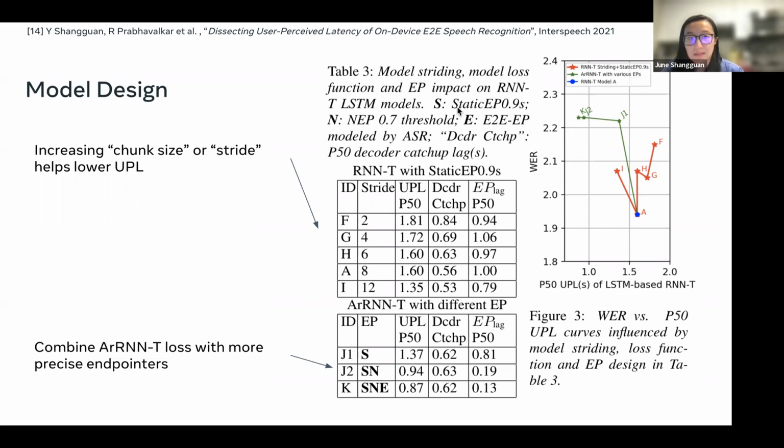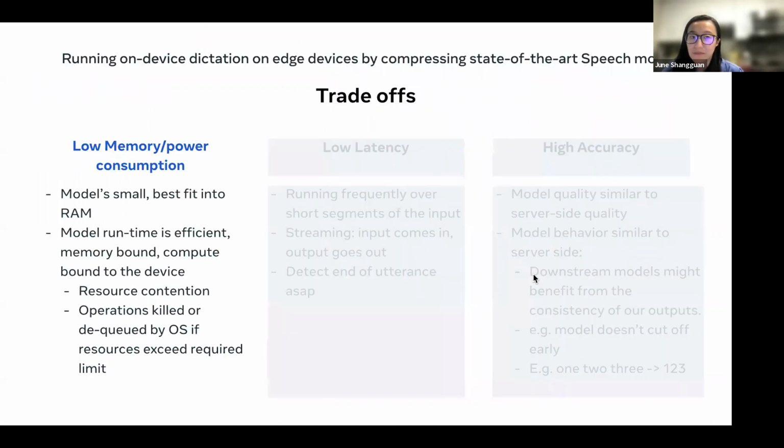So that sums up this dissecting latency paper that we have tackled latency. Before I move on, I want to ask if anyone has any questions on this. If not, I would like to go to the next section.